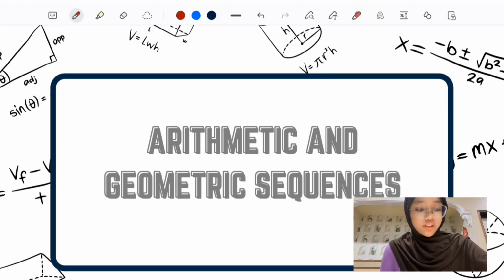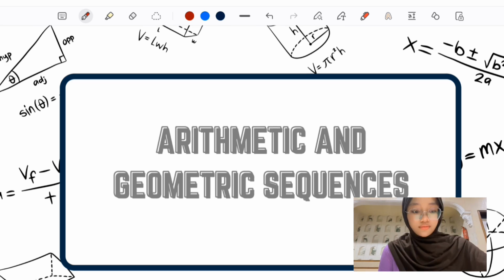Today we are going to explore arithmetic sequences and how to find specific terms and the sum of the sequence. By the end of this session, you will be able to solve problems confidently and understand the logic behind each step. So let's get started.